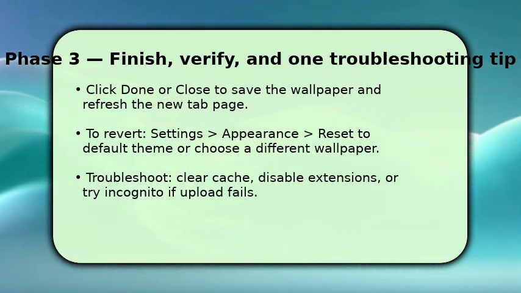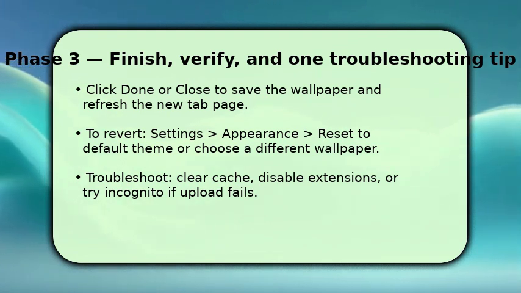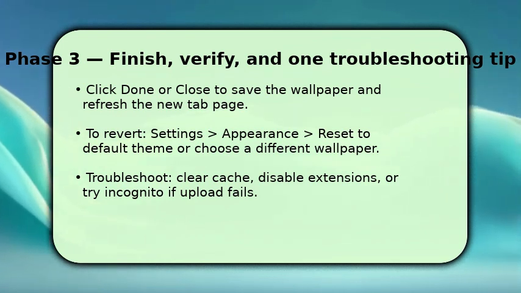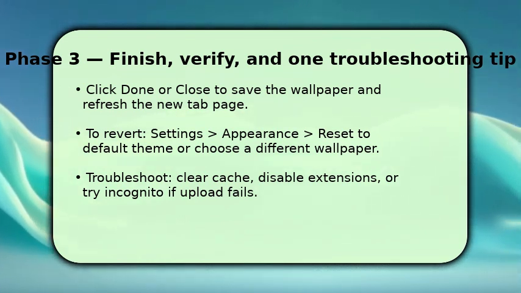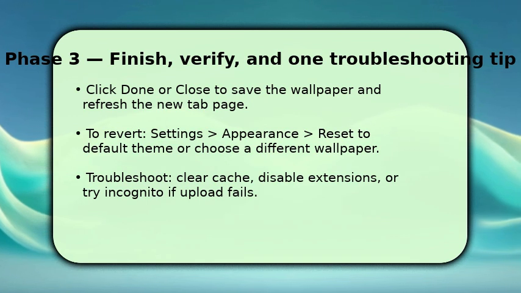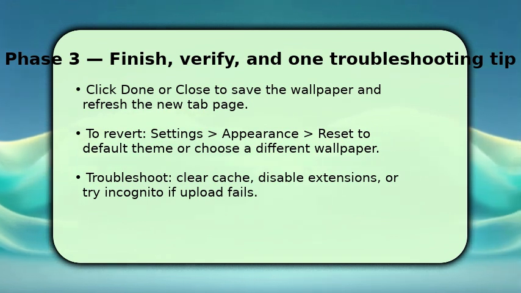If the upload fails or the image won't apply, clear Chrome's cache, disable any theme or new tab extensions, and try again. Sometimes an extension blocks custom backgrounds. If problems persist, sign out and back into Chrome to sync settings. Then reapply your wallpaper.